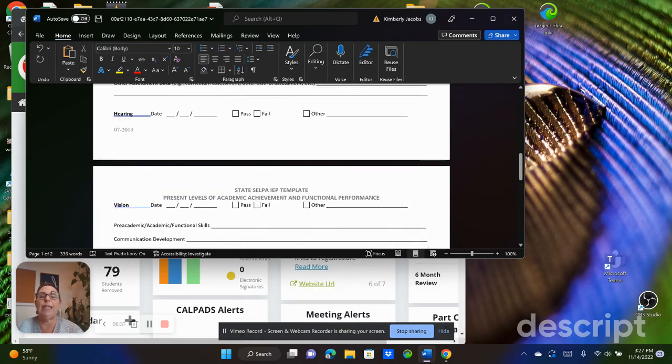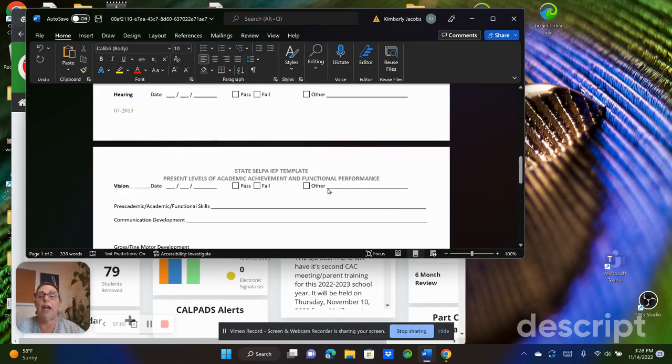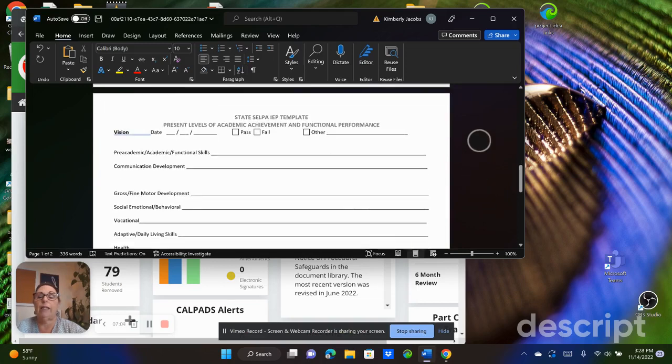The hearing and vision dates for pass and fail. So you're going to want to know what day they were evaluated and did they pass and fail. And then the other box, that's what you're going to check if they passed because they were wearing glasses. And that'll usually be noted, again, in your electronic CUME or in their paper CUME file. But this is where we're going to note to everybody on the team that they have glasses or they do not have glasses, if they have a hearing problem and any kind of hearing aids.